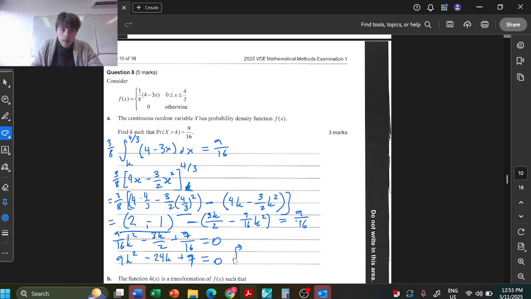All right, so now we need to factorize 9k squared minus 24k plus 7. Fair bit for a 3-mark question, I reckon, but let's do it. So we're looking for two numbers that add to make negative 24, and they need to multiply to make 7 times 9, which is 63. So factors of 63.